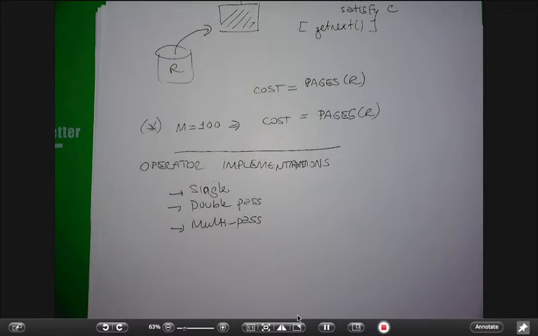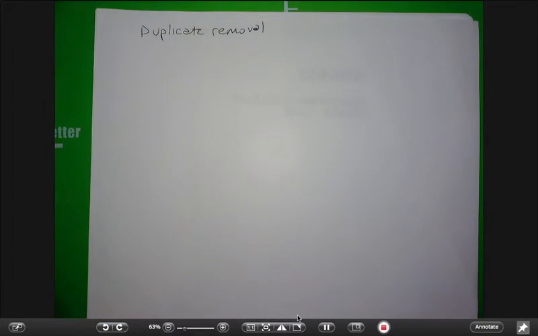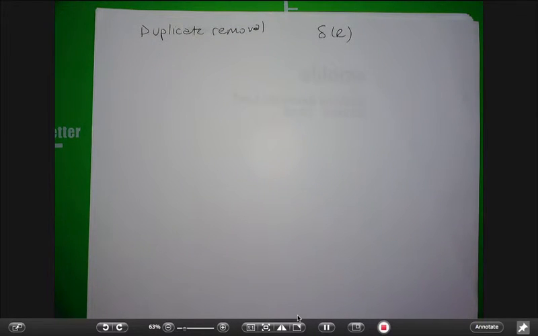All right, so let's think about different algorithms. So let's look at single-pass algorithms. Let's look at duplicate removal. So you want to find all unique tuples in relation R.